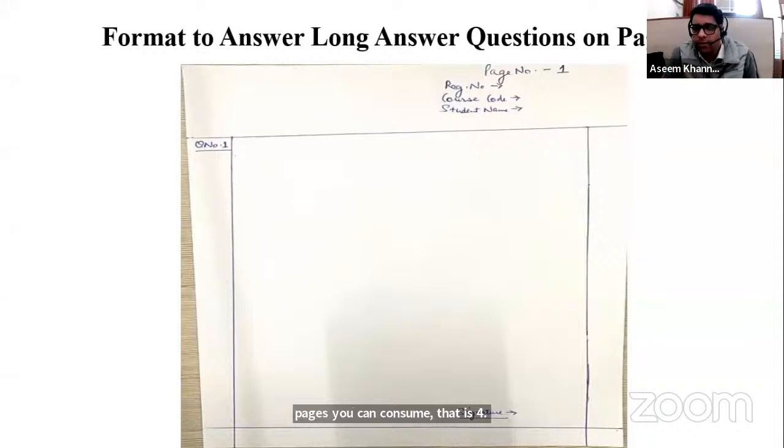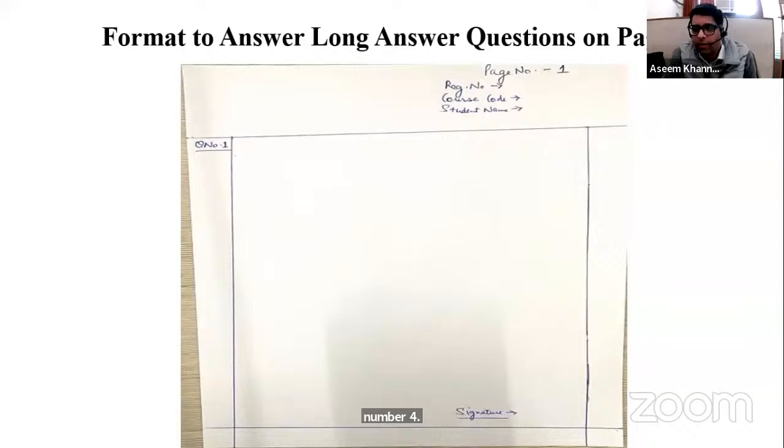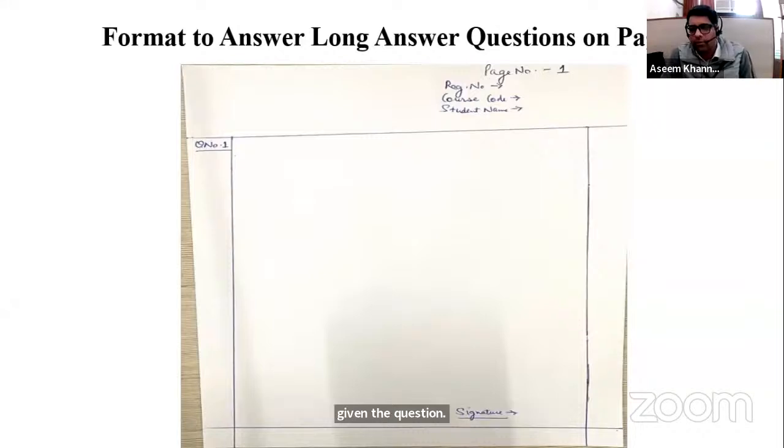In those pages, you have to write your page number on the top, like one of one, one of two, or whatever the pages will be, like page number 1, page number 2, page number 3, page number 4. After that, you have to mention your registration number, then the course code for which you are appearing for the exam. After that, your name, and then there will be the margins you are going to set. In between, you have to write your answer, question number 1, and you can just write the question and then the answer for that particular question.